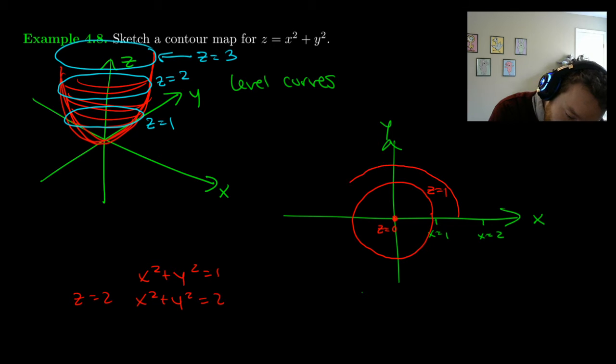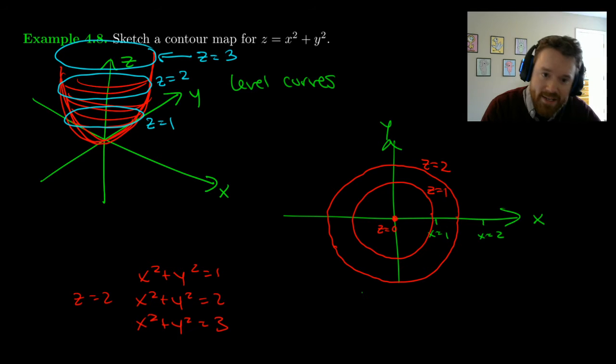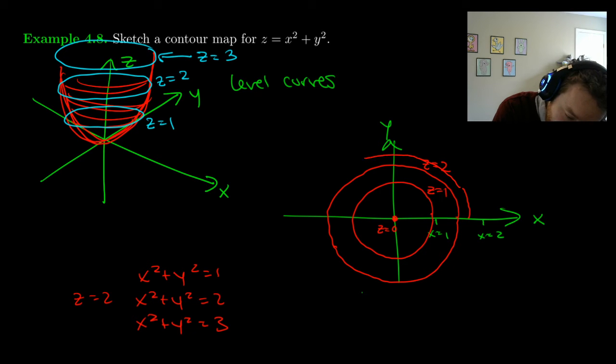So we have a circle here. These are all concentric circles. It's not going to be to scale. Z equals 3: x squared plus y squared equals 3. That's a circle of radius approximately 1.75. So we're getting a little bit closer. Everything's getting a little bit closer as we go out. This circle's just a little bit closer to the one inside it.